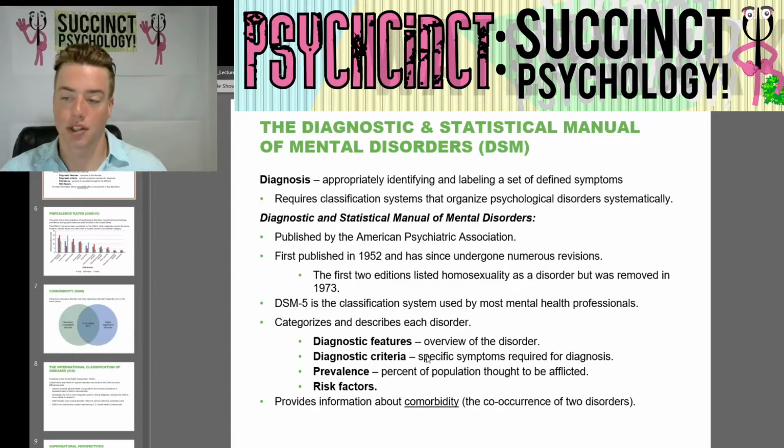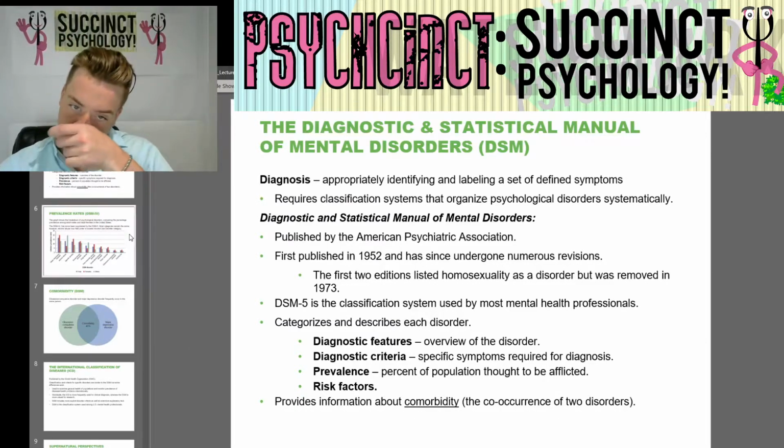It includes diagnostic features, an overview of the disorder, diagnostic criteria, which are specific symptoms required for diagnosis, prevalence, the percent of the population thought to be afflicted, and risk factors, and provides information about comorbidity, or the co-occurrence of two disorders.